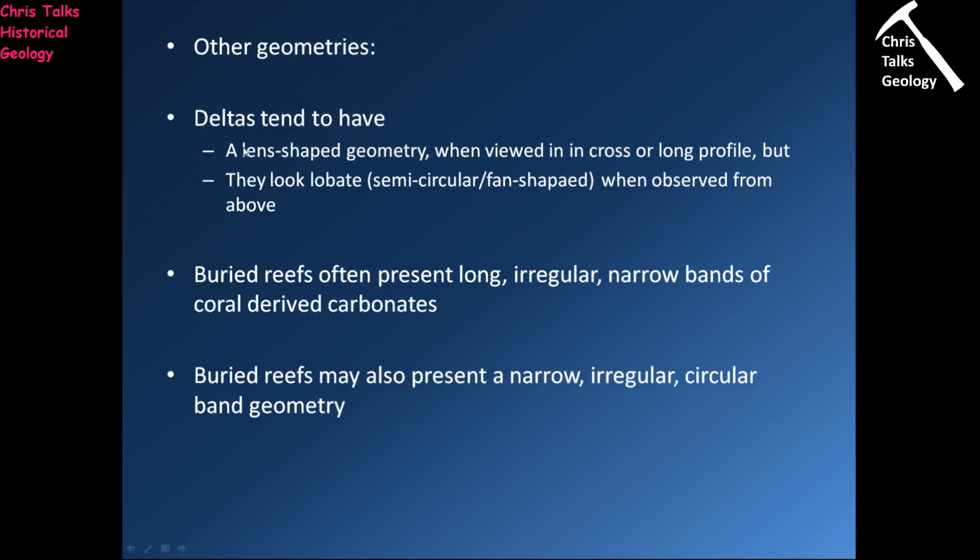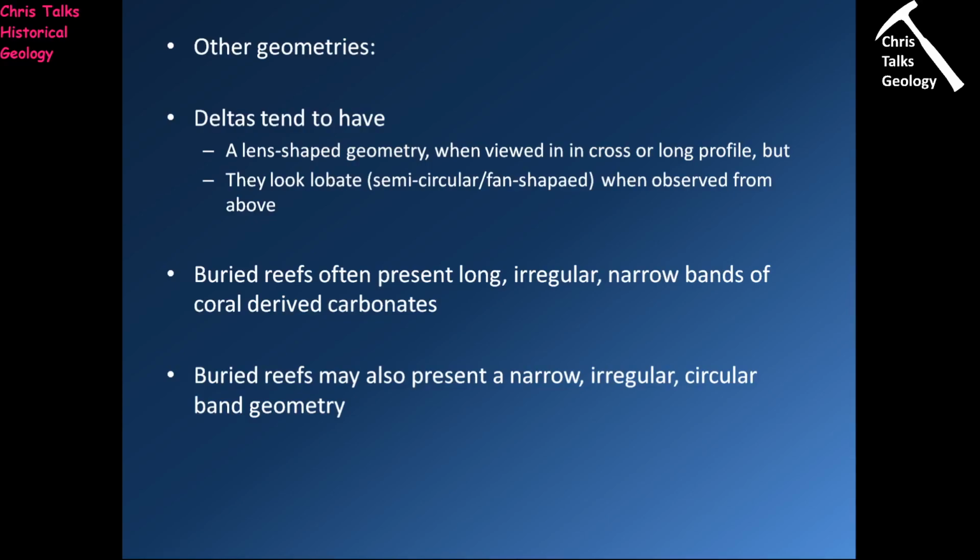But if you were to take a slice through your delta, what you would see is something that looks like a lens. It has what's called a lenticular shape. So if you take a cross section through a delta, it will look like a lens. Think of something that looks a bit like a football. So it starts narrow at one end, broadens out in the middle, and then narrows at the other end. But if you look at a group of delta sediments from the top down, what you'll see is this lobate, this fan-shaped feature.